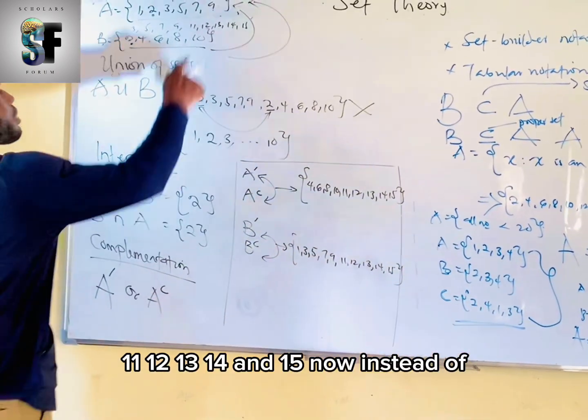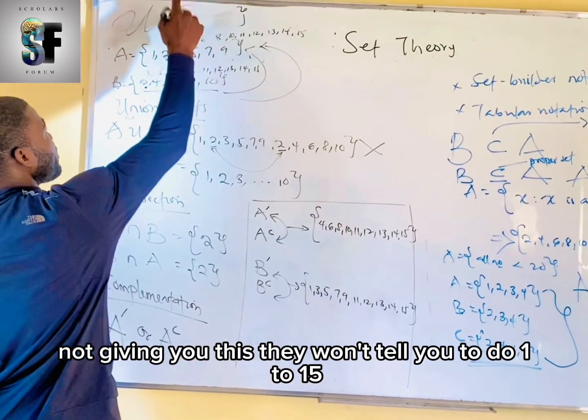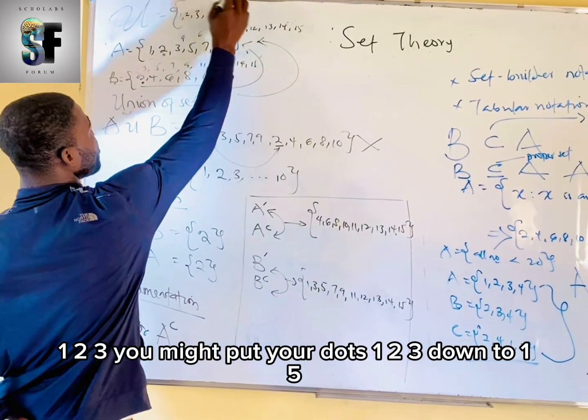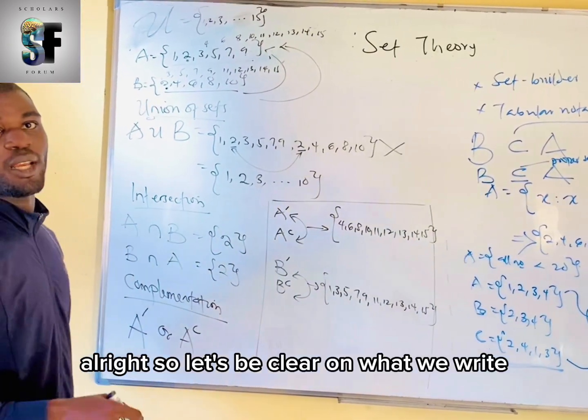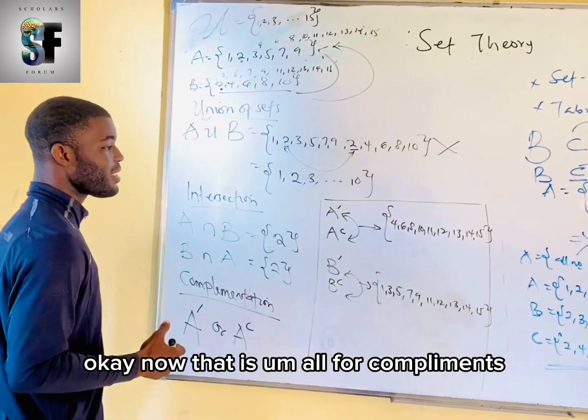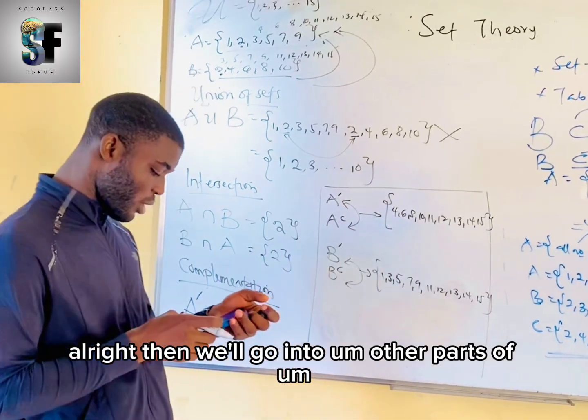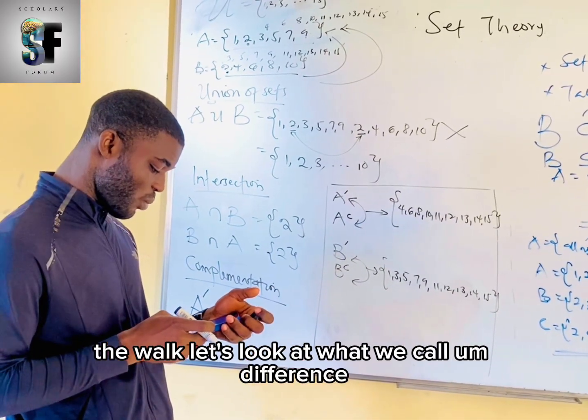Now, in sets they will not give you this. They won't tell you to do 1 to 15. They'll give you clearly 1, 2, 3, you might put dots, 1, 2, 3 down to 15. So let's be clear on what we write. Now that is all for complements. Then we'll go into other parts of the work.